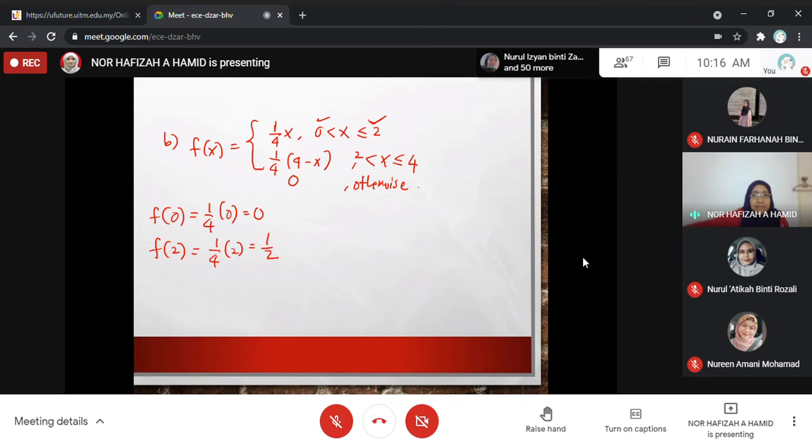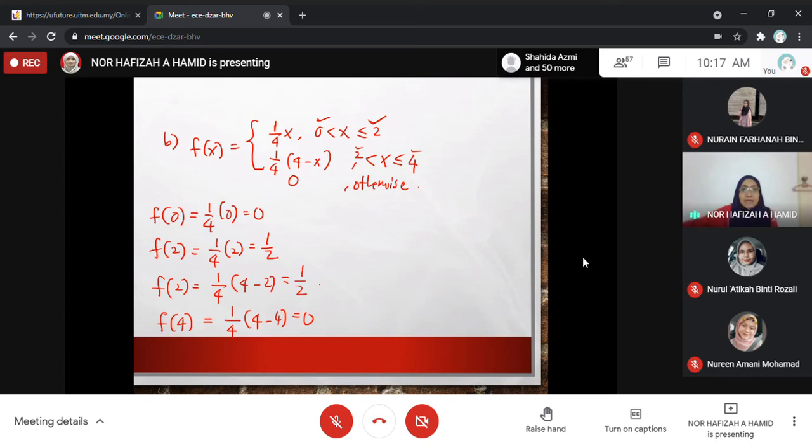For second interval, saya choose value 2 and 4. So for F2, saya substitute dalam second interval. So 4 minus 2. And you will have 2/4 or 1/2. And last, saya substitute x dia with 4. So F4. So dalam second equation. So 4 minus 4 and you will have 0. Okay, lepas tu you boleh plot lah.